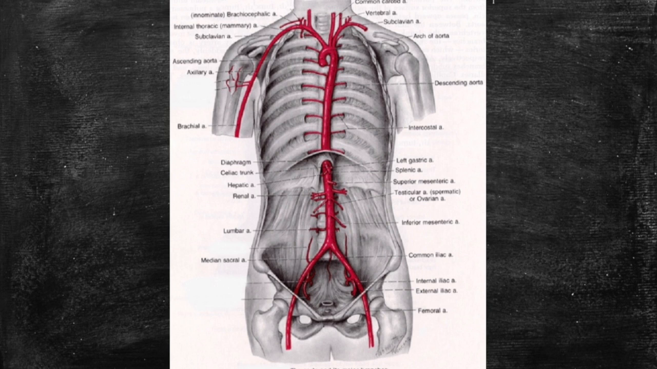Lastly, from the abdominal aorta, you can see the celiac trunk, the gastric, splenic, and hepatic arteries, the superior mesenteric artery, renal arteries, the testicular or ovarian arteries, the inferior mesenteric artery, the lumbar arteries, and at the very end, the common iliac arteries. All of the previously mentioned arteries do branch out further to supply the rest of the body. Now that we know the structure of the aorta, let's discuss how it functions.